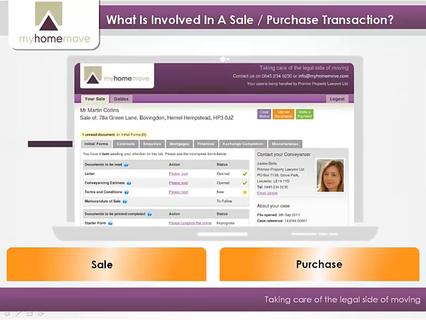There are also details of the conveyancer, which include a picture, telephone number, and they can also click on the email link to send them a direct message. We have found that clients are far more relaxed if they can put a face to the person they are talking to.